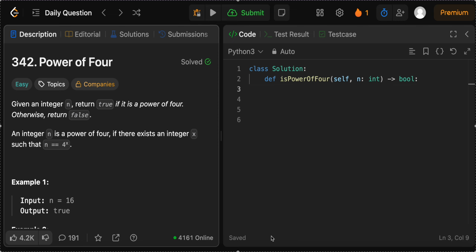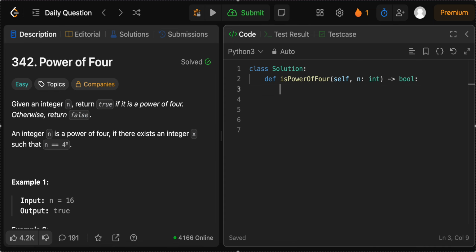Everyone, welcome back, and today let's solve LeetCode problem 342 titled Power of 4. So we're given an integer n and we need to return true if it is a power of 4, else return false. And we're also given the definition of an integer being a power of 4 if there exists an integer x such that 4 to the power of x gives that integer n, as you all probably already know.